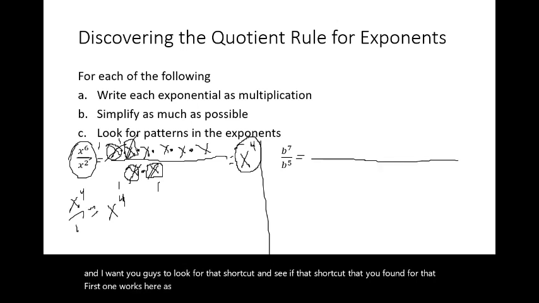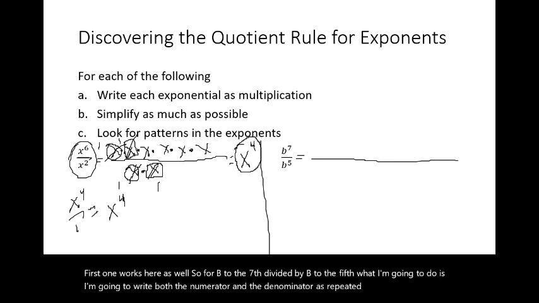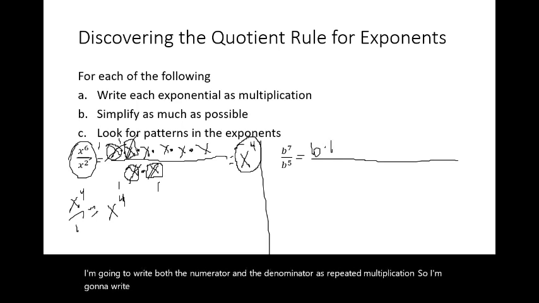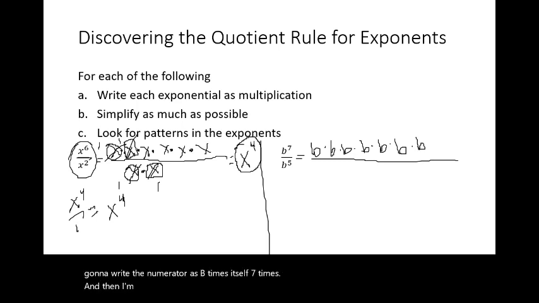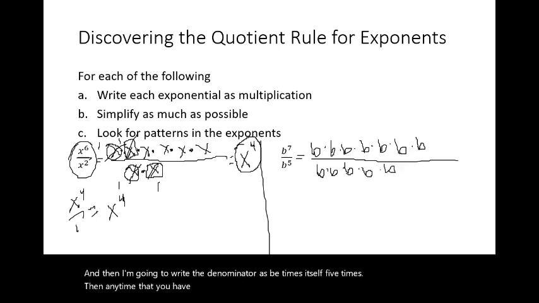So for b to the 7th divided by b to the 5th, what I'm going to do is write both the numerator and the denominator as repeated multiplication. So I'm going to write the numerator as b times itself 7 times. And then I'm going to write the denominator as b times itself 5 times. Then, anytime that you have a common factor between the numerator and the denominator, they can cancel out because anything divided by itself is 1.